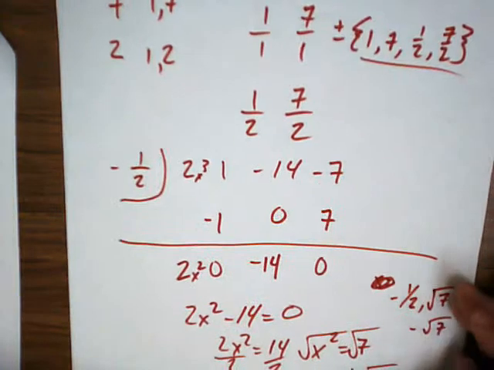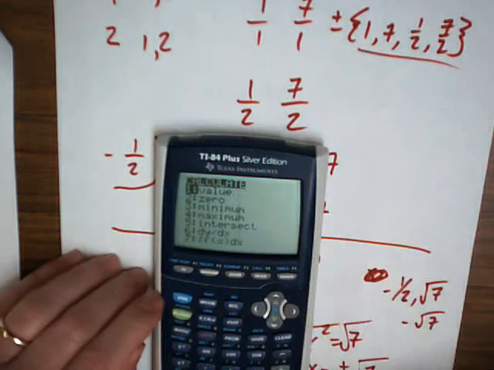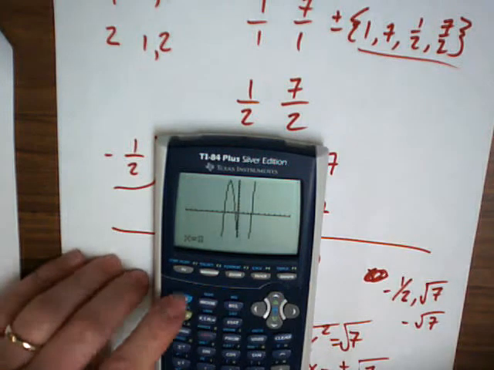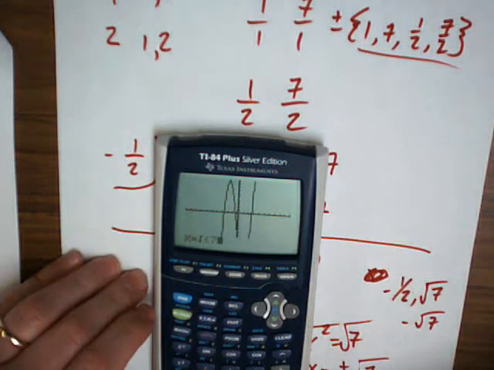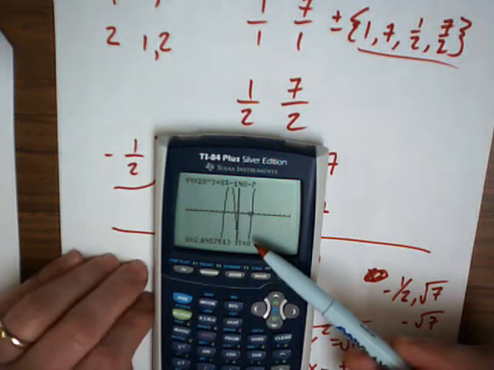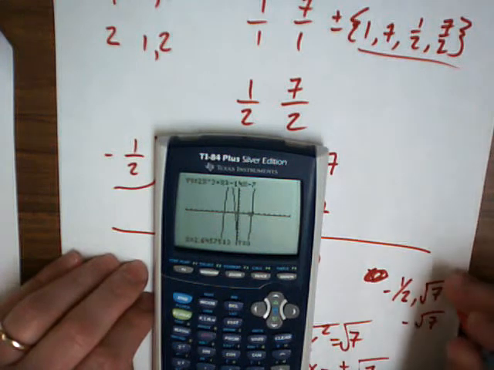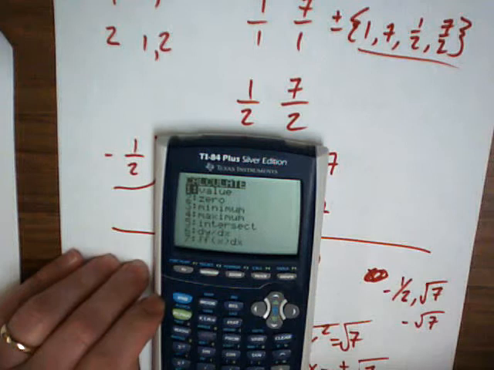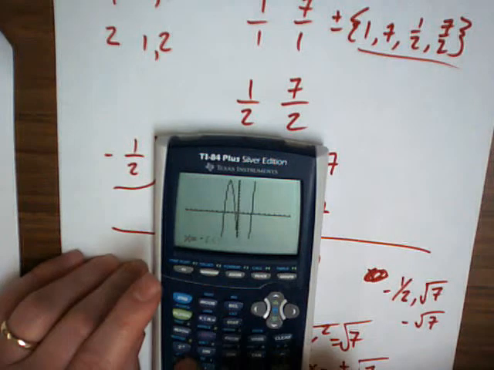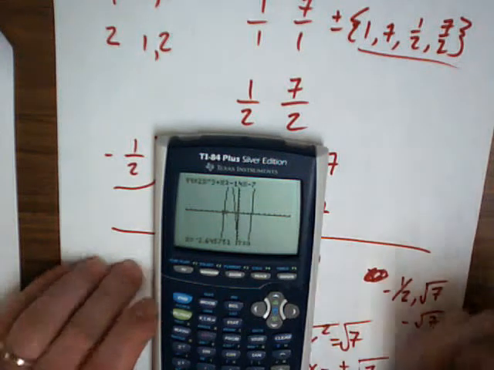If I went back to my little doodad here, and I plugged in the second trace value, square root of 7, hit enter. Right there, it's hard to see, but it says y equals 0. And if I put the other one in, negative square root of 7, I get my other guy right there, y equals 0. So there's all 3 of them.